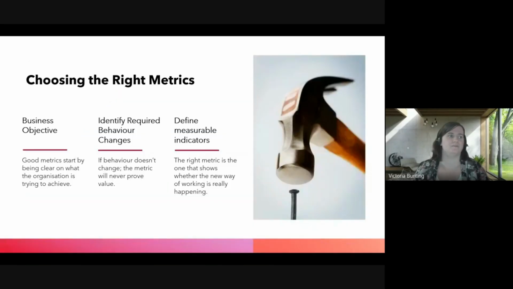So just wanted to mention choosing the right metrics. When choosing metrics, the order matters. You need to start with your business objective and be clear of what you're trying to achieve. Then identify the behaviour that must change, because if behaviour doesn't change, the metrics will never prove that value. That defines measurable indicators, and the right metric shows whether the new way of working is actually happening. So it's just making sure that you're driving those metrics.